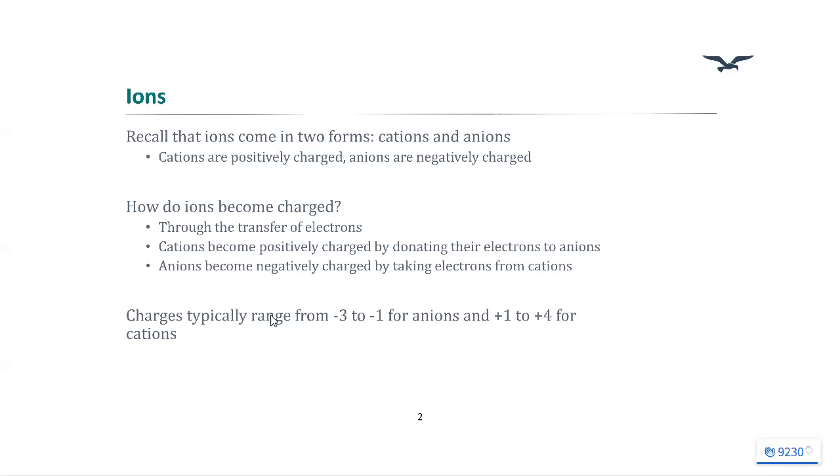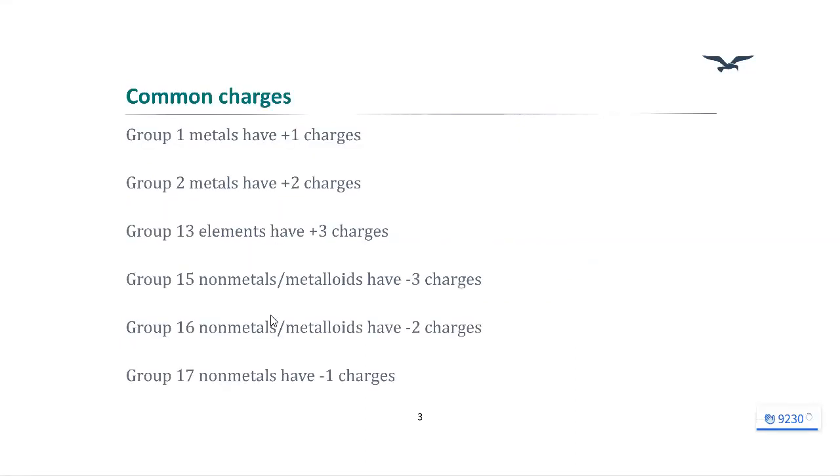Cations generally range from +1 to +4. Most of them are going to be in the +2 and +3 range, at least as far as transition metals go. Again, periodic table has a lot to do with what's going to happen. So let's review some of the common charges here.